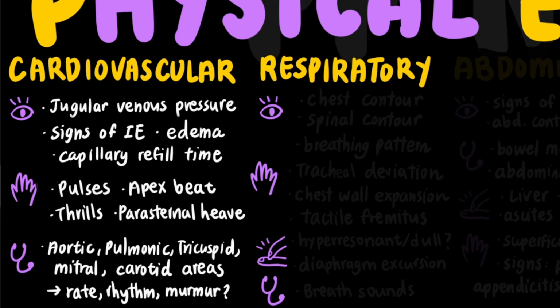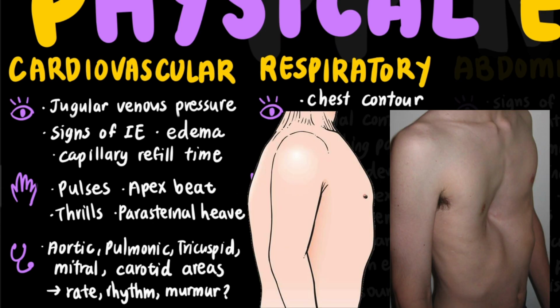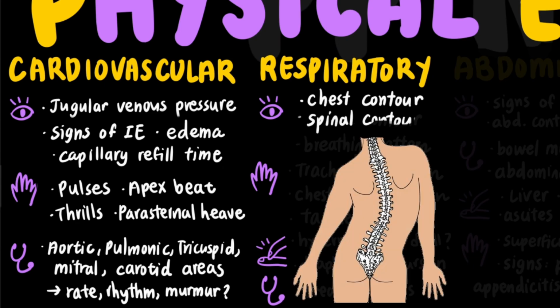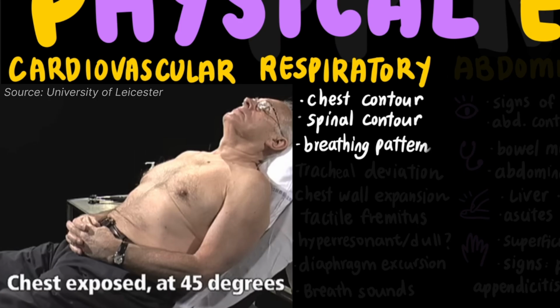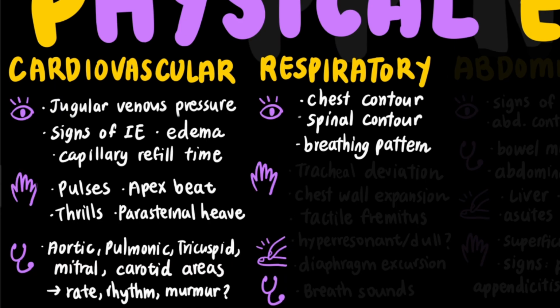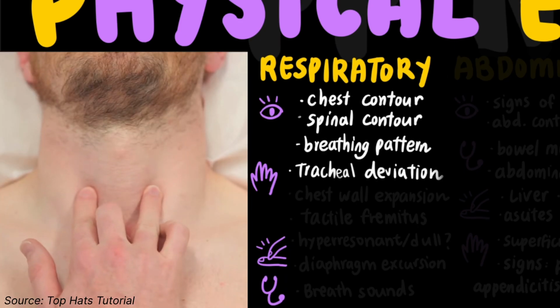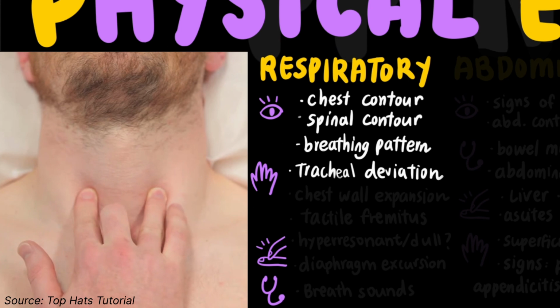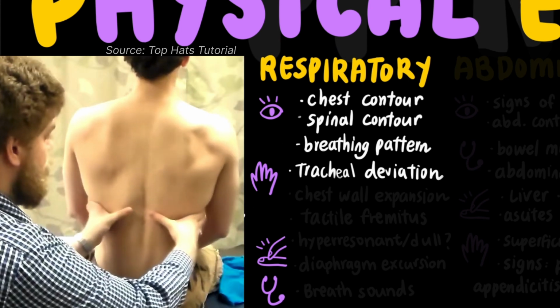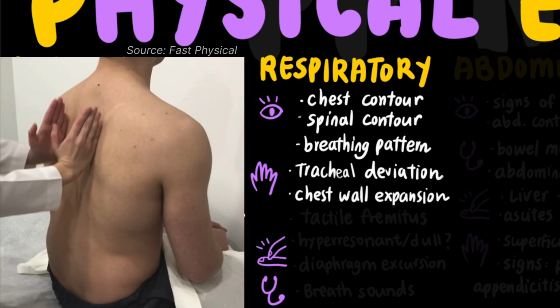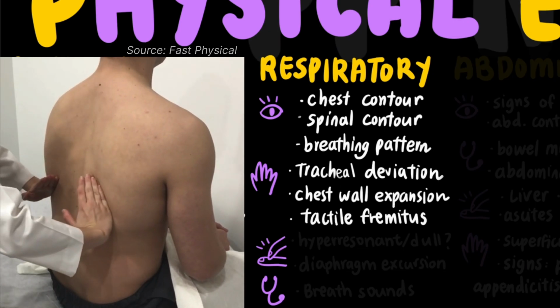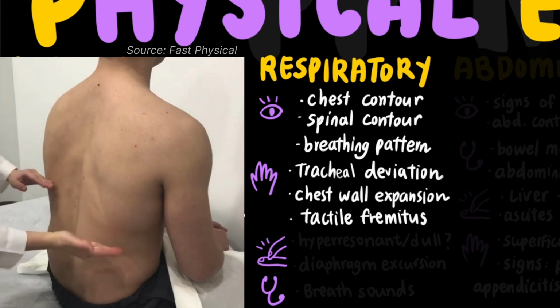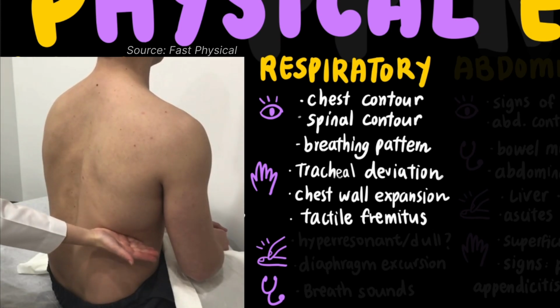On inspection, we observe the chest contour for deformities such as a barrel chest or a funnel chest, the spinal contour for scoliosis or kyphosis, and the breathing pattern for signs of respiratory distress. On palpation, we check for tracheal deviation, which may suggest tension pneumothorax or large effusion, assess chest wall expansion for symmetry, and feel tactile fremitus by placing hands on the chest while the patient speaks. Decreased fremitus can indicate effusion, and increased fremitus may point to consolidation.